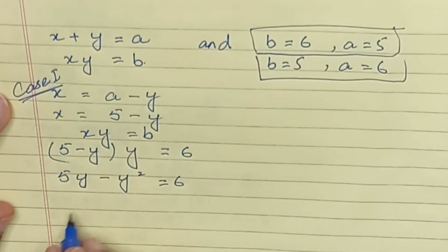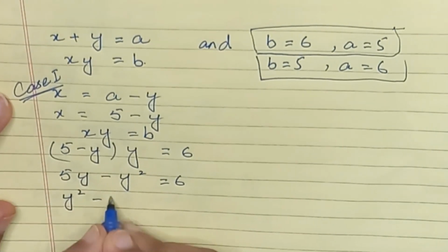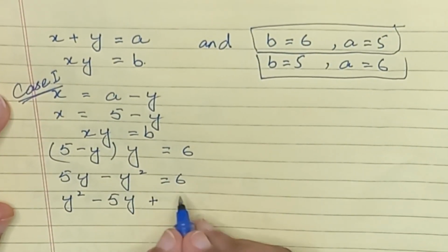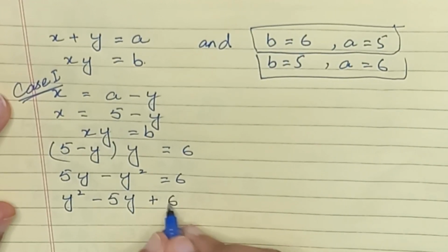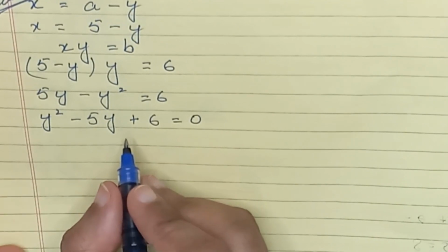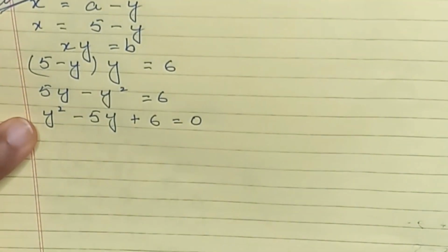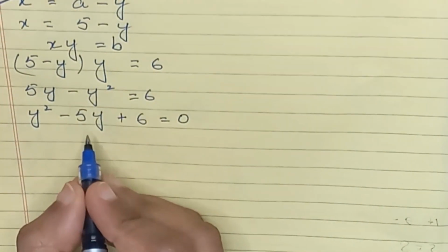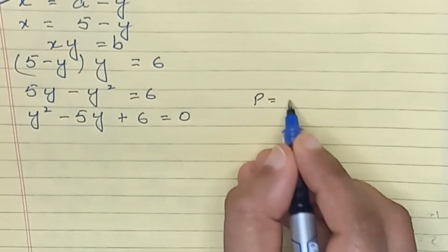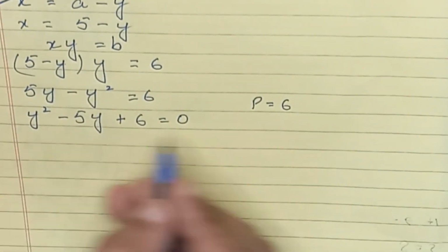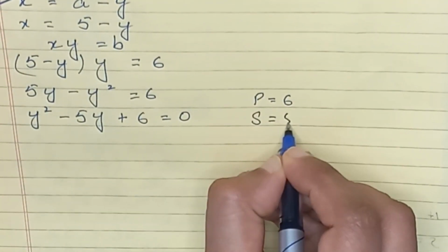When we take the negative sign common, it will become y square minus 5y, equal to negative 6, and when it changes its position from the equal side, it will become positive 6, which is equal to 0. Now we have a quadratic equation, which is y square minus 5y plus 6 is equal to 0. So the product should be equal to 6, because the first and last term is 6, and the sum will be equal to 5.